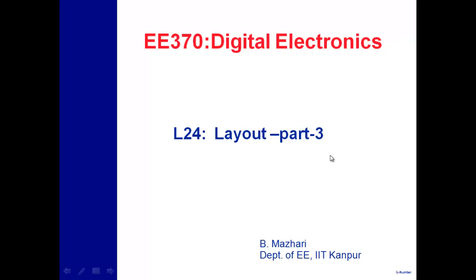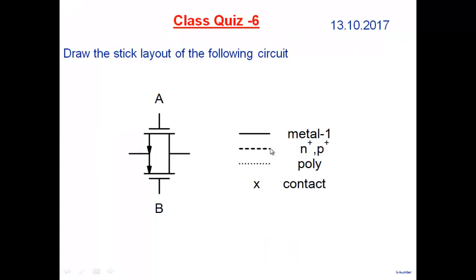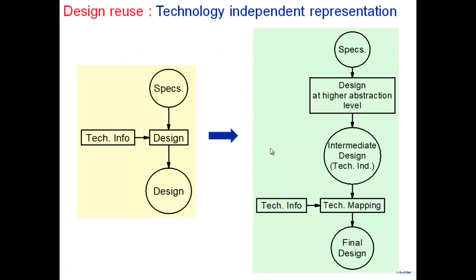All right, so let's continue. This is the last discussion related to layout. And if you recall, in the last lecture, we were looking at design, and we said one way of carrying out design is you start from the specs, and you have to produce the final design, which is in the form of a layout. And to do the layout and to do other things, you require technology information. And you can integrate it into the design.